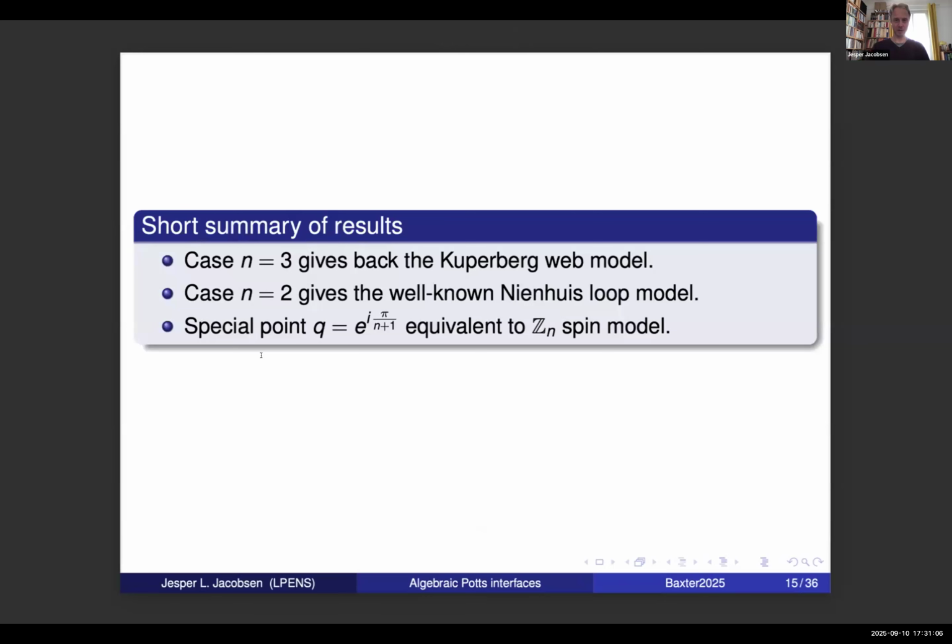So the web model with U_q(sl_n) symmetry gives back the well-known loop model studied by Nienhuis for n equals 2. It gives us the Kuperberg model for n equals 3. And in both cases, there's a special point when q is e^(iπ/(n+1)), which in the loop model will give the dilute O(1) model, alias the Ising model. And for n equals 3, it's going to give the critical 3-state Potts model.